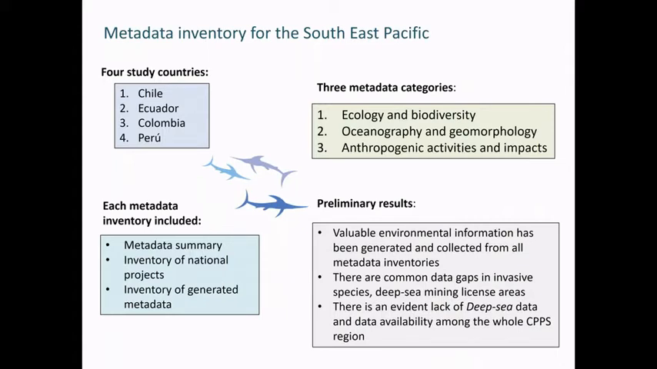So next is the metadata inventory for the Southeast Pacific, our other pilot region. This research was undertaken by the Permanent Commission on the South Pacific, CPPS, to document regional, national, and local data sets that cover biodiversity and human activity features within the Southeast Pacific region. And on screen, you can see there are 4 countries that were included in this regional assessment. And for each country, a metadata inventory was created.